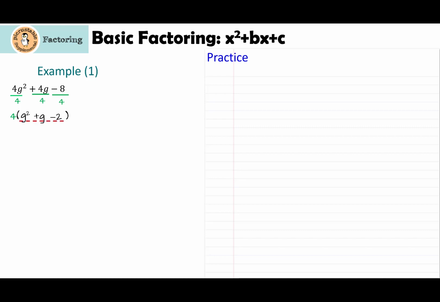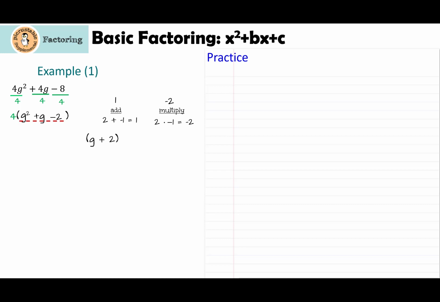Awesome. We're going to factor what's inside the parentheses. And we need to think of factors that multiply to negative 2, this guy, and add to 1, which is this guy. Remember, if we don't have a number in front of the letter, it's assumed to be 1. So now we got to start thinking. I know that 2 times negative 1 is negative 2, and that works here. 2 plus negative 1 is 1. Hey, we got it right away.